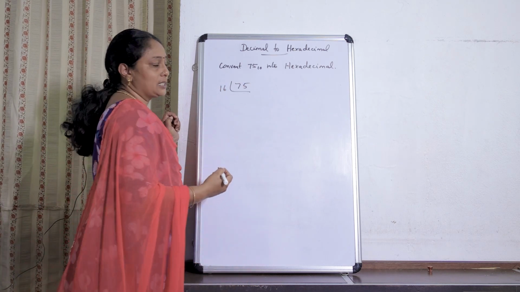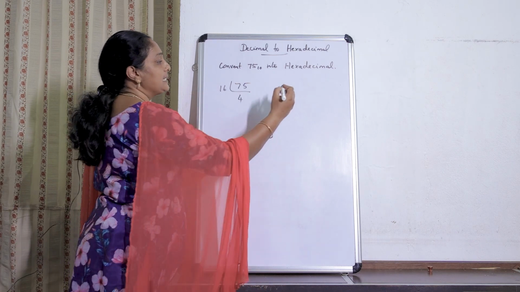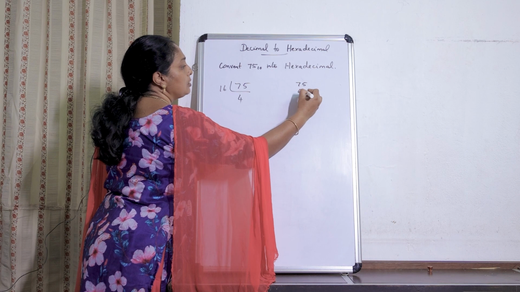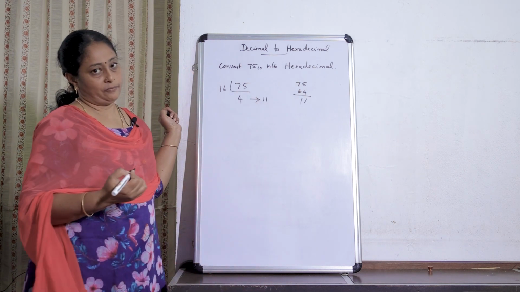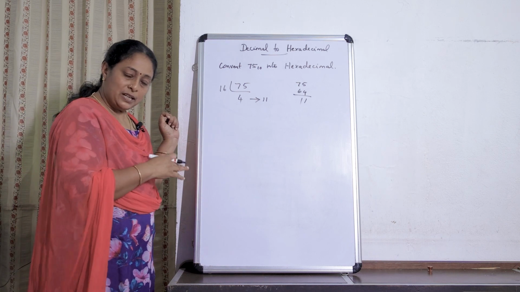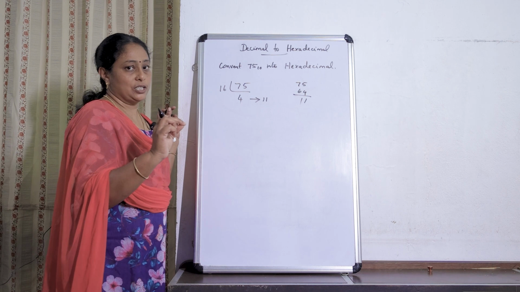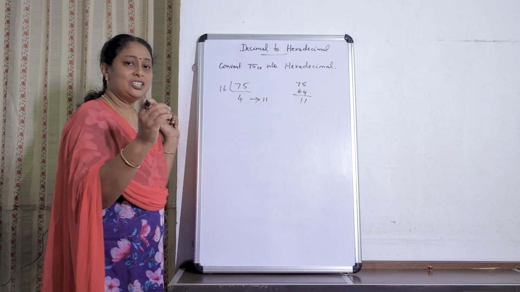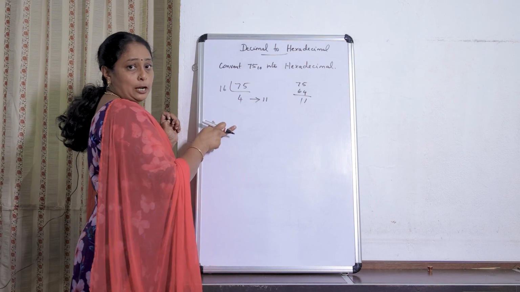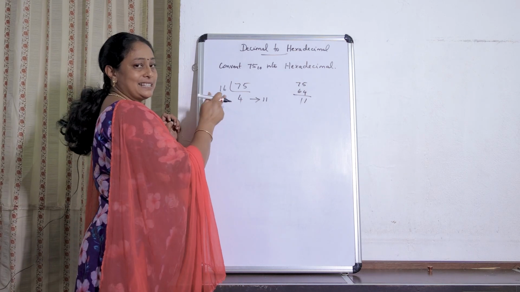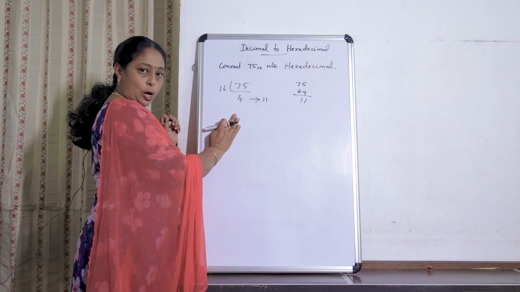16 into 4, 64. So 4 times it is 64. The remainder will be 75 minus 64. It will be 11. So I should write the remainder as 11. Actually, in the previous methods also, each and every remainder is a digit in the other number system. So here also the same way, and after this 4, I cannot proceed to divide because this 4 is lesser than 16. I cannot proceed dividing this 4 by 16. I should stop with this.